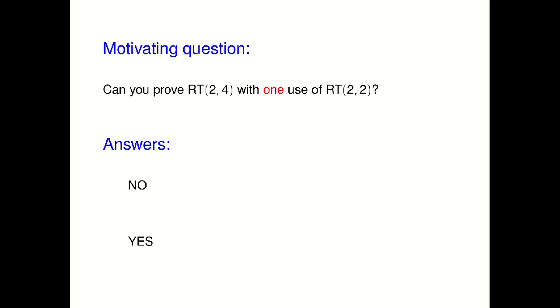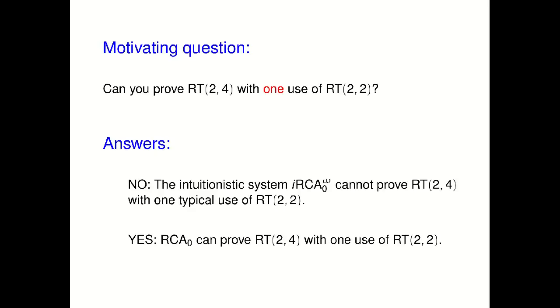So I was interested in the answers here relative to systems of axioms that look a lot like RCA naught. Well, the no answer is, it turns out that if you're working in this subsystem, RCA naught omega, then there is no way to prove Ramsey's theorem for pairs and 4 colors with just 1 use, where I need to hedge on what I mean by 1 use of RT22. So we'll need to talk more about this, because I need to tell you what an axiom system is and something about what I mean there by typical.